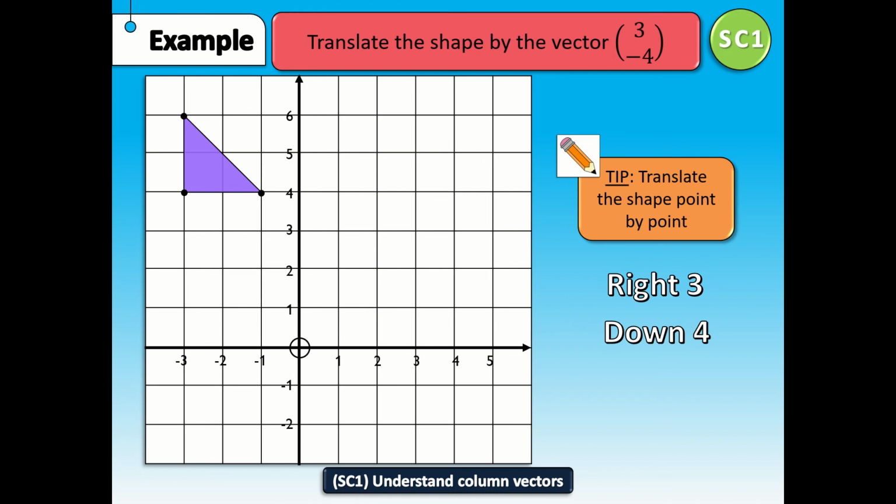So if we do it by each corner, it moves 3 to the right and then 4 down. 3 to the right and then 4 down. 3 to the right and then 4 down. And then you can simply join up the corners to make the new shape. So we've translated that shape by the vector 3, minus 4.